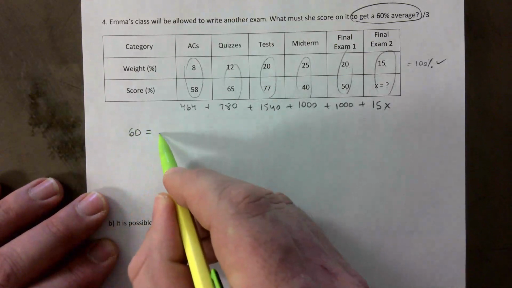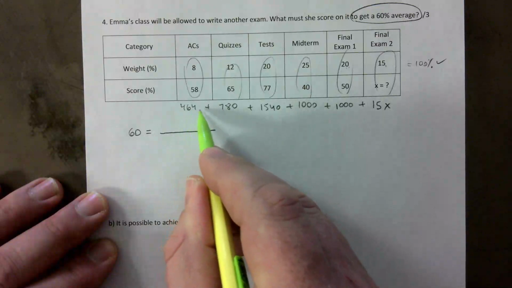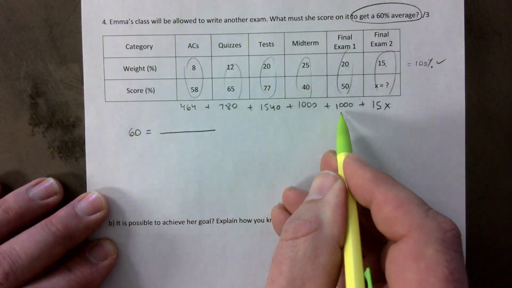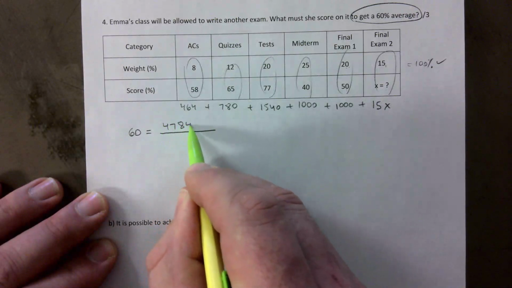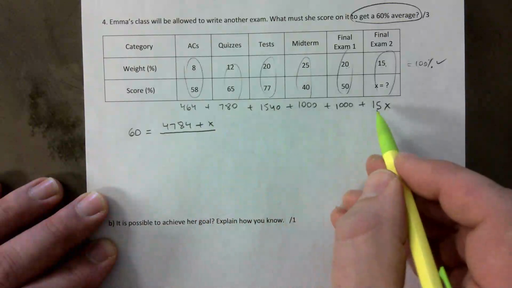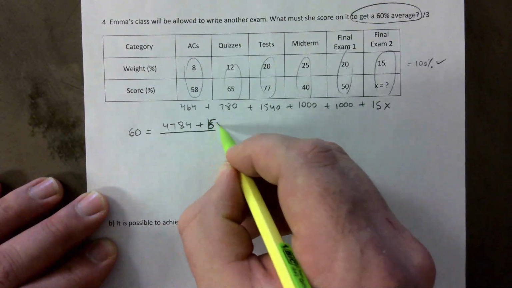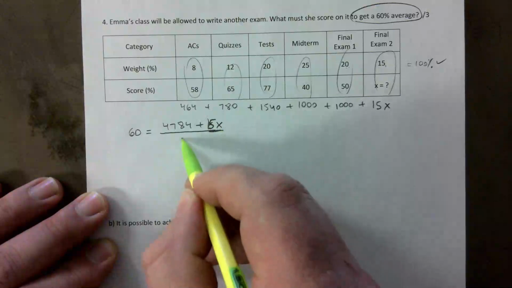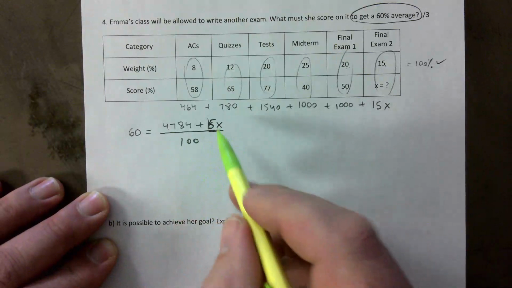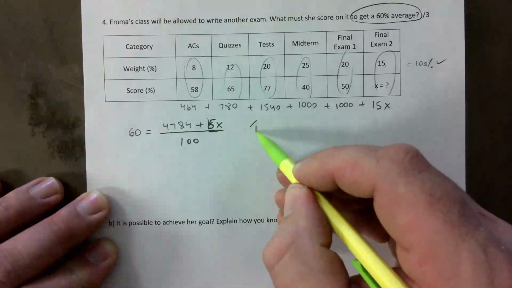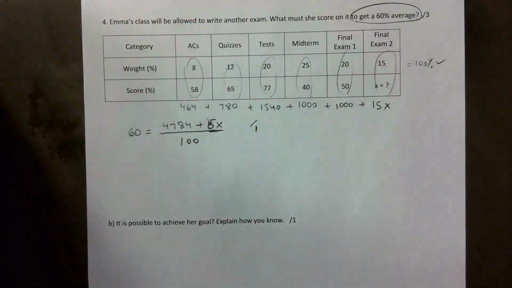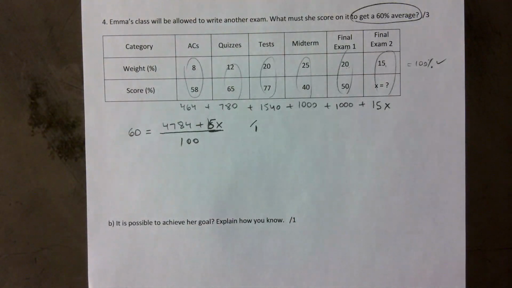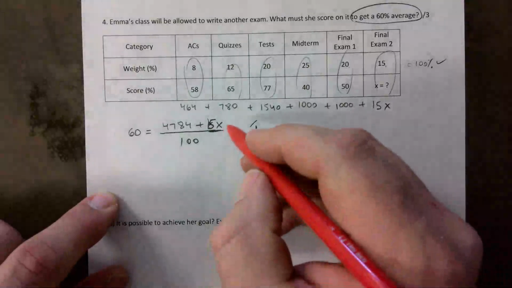60% is what we want. And if we add up what we have here, we get 4784 plus x. Sorry, 15x, not just x. And that is all divided by 100. If you get to this point, you already have a mark in the bag, okay? You're going to get a mark for sure for that part. And then we're going to give you 2 more marks for what's after this.